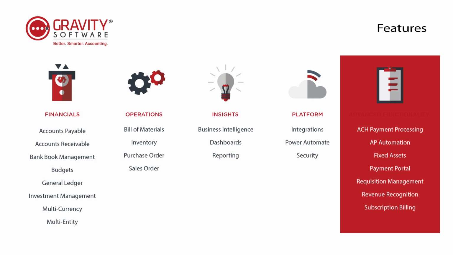We use a service embedded called Plaid that allows us to talk to about 12,000 financial institutions in North America and bring that data in electronically. Budgeting, of course, general ledger. Consolidations, which isn't shown on here, but is part of our general ledger capabilities. We have an investment management tool.